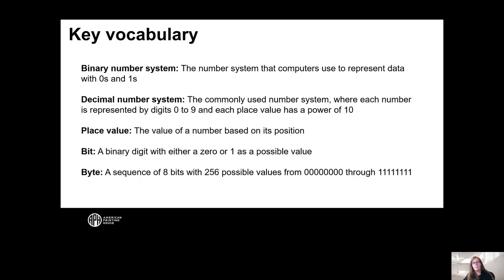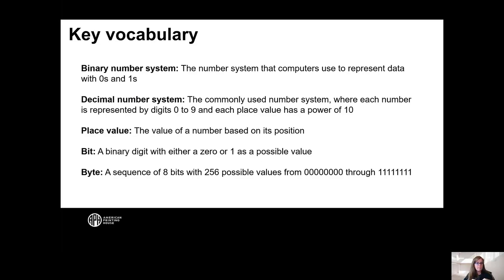So we have a lot of vocabulary for this lesson. So let's just go through it. We have binary number system. This is a number system that computers use to represent data with zeros and ones. And we'll see that more in detail in a moment. Then the decimal system, which is commonly used, where each number is represented by digits from 0 to 9, and the place value has a power of 10. So place value, the value of the number based on its position.